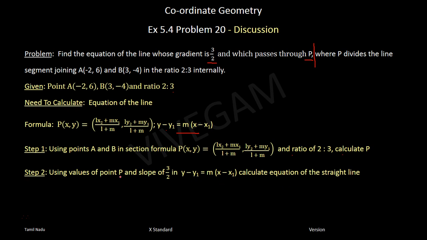Here x1, y1 is the point P and the slope m equals 3 by 2. Substitute them in this equation and get the equation of the straight line. Okay. So I request you to pause the video here and try to work this problem on your own, and on completion, come back and check your working against our solution.